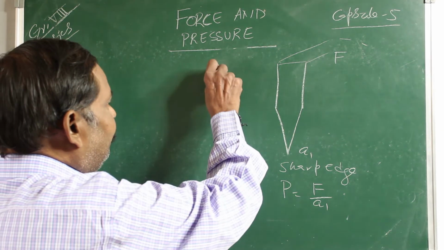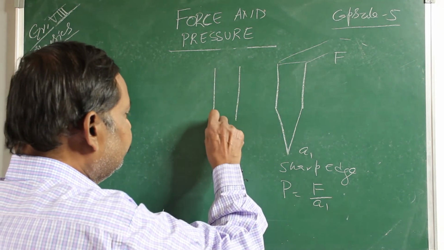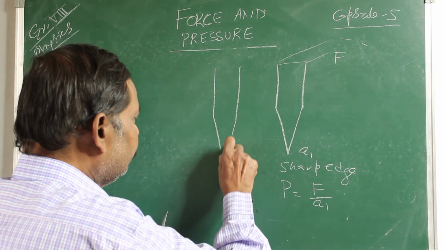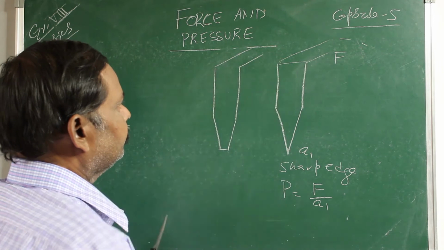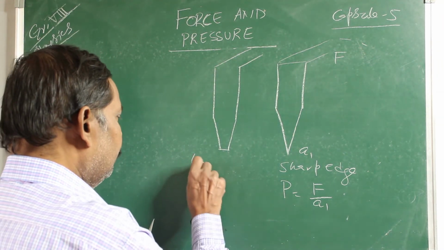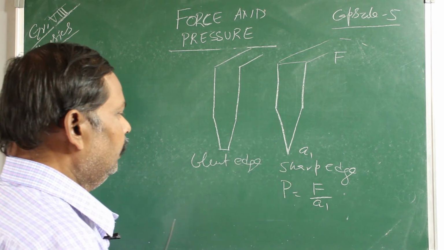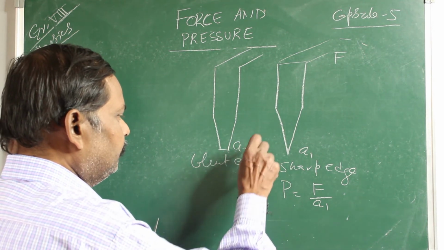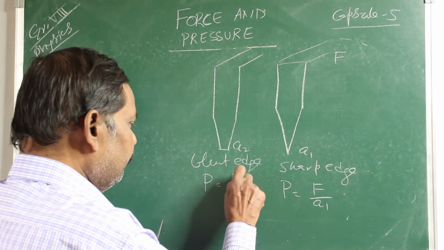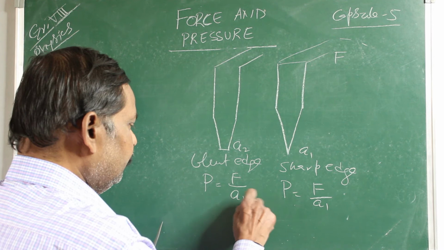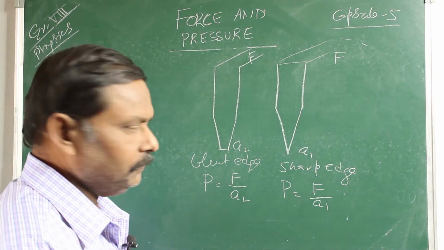See the cross section of the blunt edge of the knife. The cross section will be like this. It is a blunt edge. Its area of cross section is A2, and here the pressure P is equal to F by A2. You are applying the same force, F, muscular force.